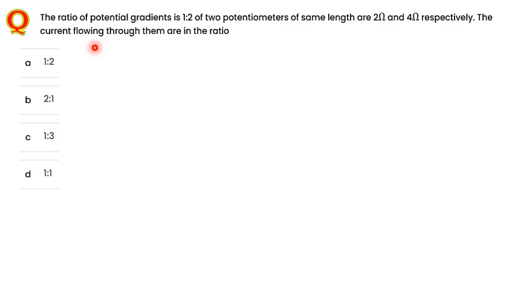What they are asking here is the current flowing through the circuit. The simple one, see, according to Ohm's law, hope you know about this. V is equal to I into R. So with this concept, V1 by V2 is equal to I1 by I2 into R1 divided by R2.